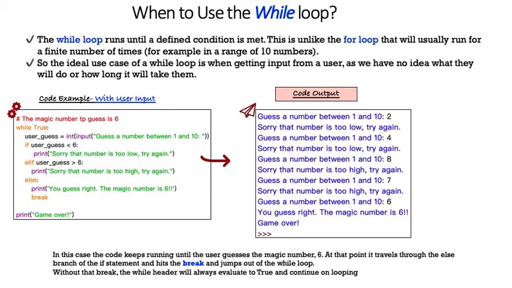In this case, the code keeps running until the user guesses the magic number. At that point, it travels to the else branch of the if statement and hits the break. And then once it hits the break, it jumps out of the loop. Without the break, the while header will always evaluate to true and continue to loop indefinitely. So we must have that break here to make this work. But this is a perfect example of when you'd want to use a while loop. This is while looping at its very best.